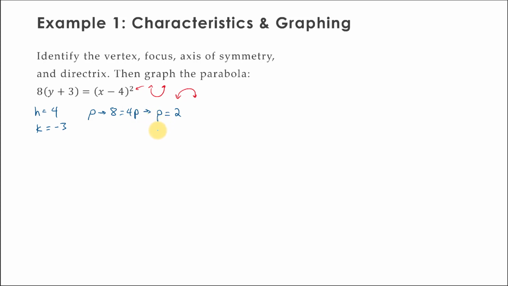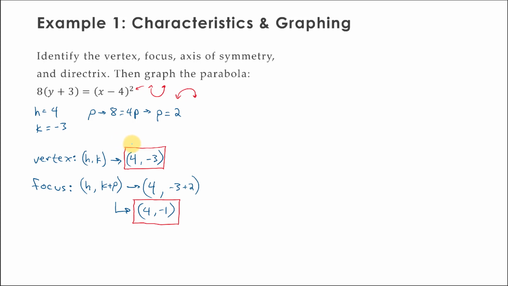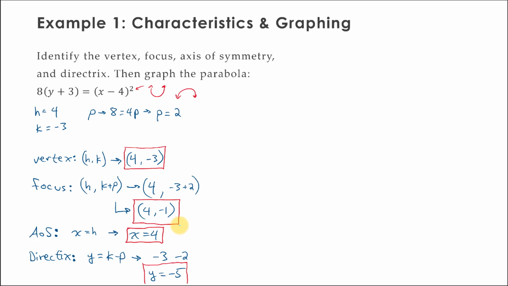So I've got h, k, and p, and I can start figuring out the points that I need to graph this. My vertex is always (h, k), so that's going to be (4, negative 3). My focus for an upright parabola is (h, k plus p), so that's going to be (4, negative 1). My axis of symmetry, x equals h, so that's x equals 4. And my directrix, y equals k minus p, so that's going to be y equals negative 5.